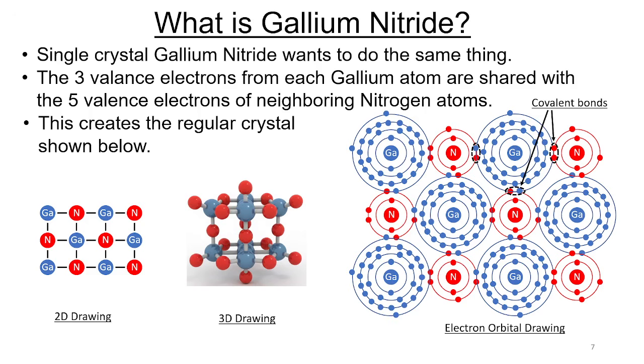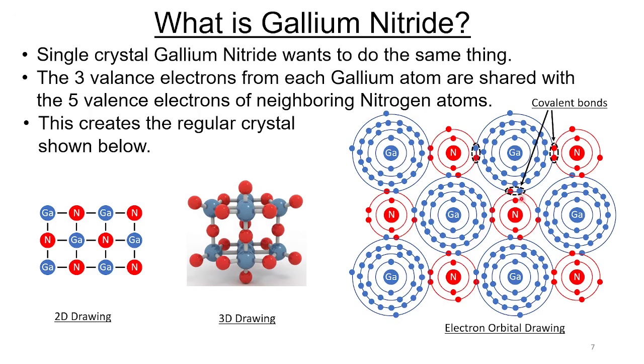So single crystal gallium nitride wants to do the same thing. The 3 valence electrons from each gallium atom are shared with the 5 valence electrons of the neighboring nitrogen atoms to come up with 8 valence electrons for each atom. And this creates the regular crystal shown below. Let's take a look at this drawing over here.